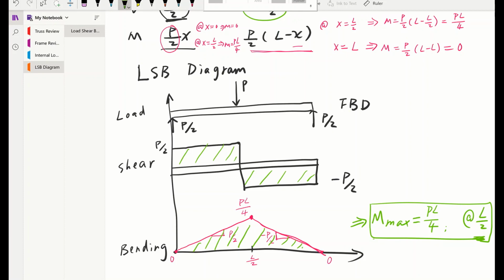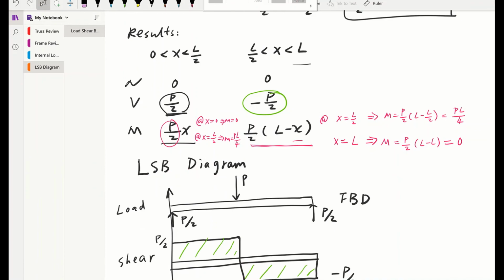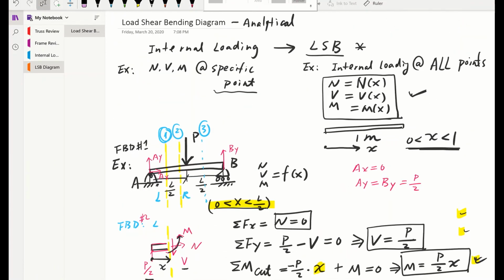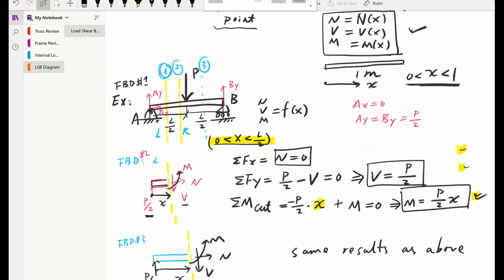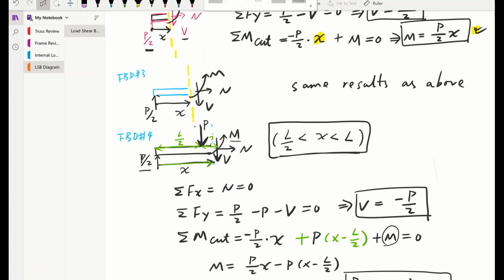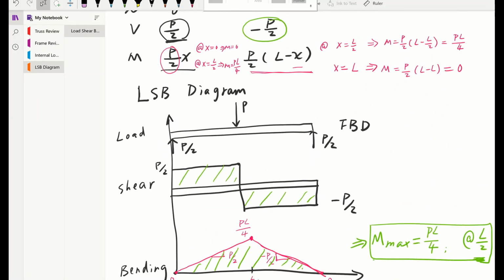All right, so that concludes our discussion today about the load, shear, bending diagram. So quick recap. For this particular problem, we understand you can use the load, shear, bending diagram to find the expression for all three things: normal, shear, and bending. Then once you get that, you can graph them into this load, shear, bending diagram.